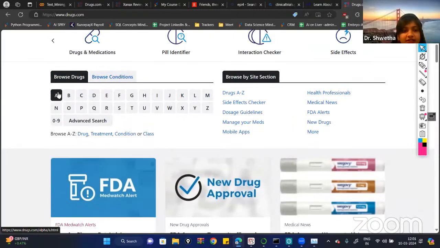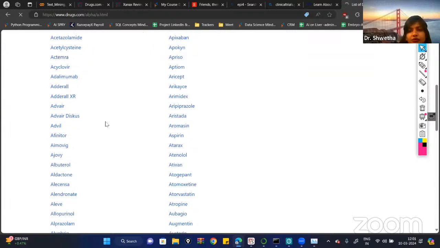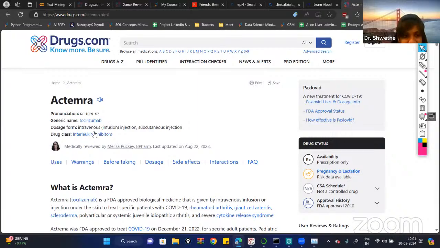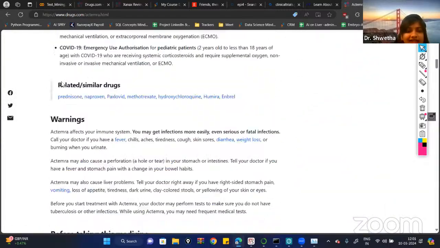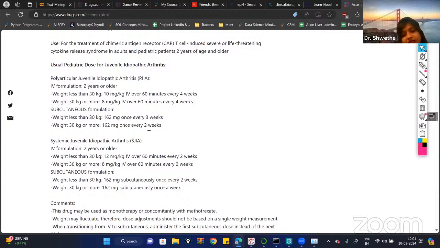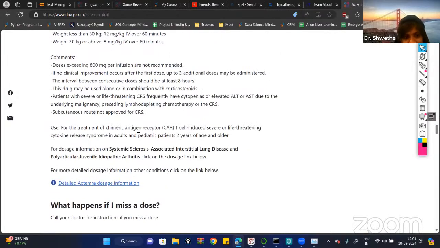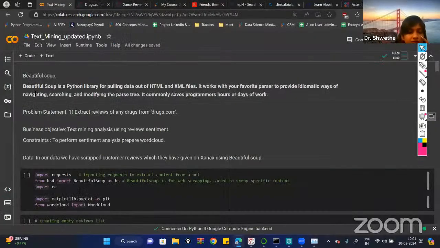If you want to extract data from any website, you will have to apply web scraping techniques. Now say this is one drug, Actemra. This is a tocilizumab drug. If you want to extract this data, you will have to go for web scraping. For web scraping, there are different libraries available in Python. We are using the Beautiful Soup library to extract or pull the data out of HTML or XML files.